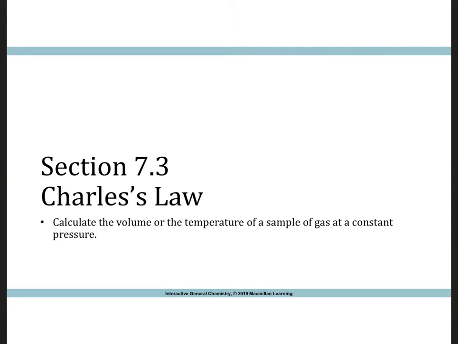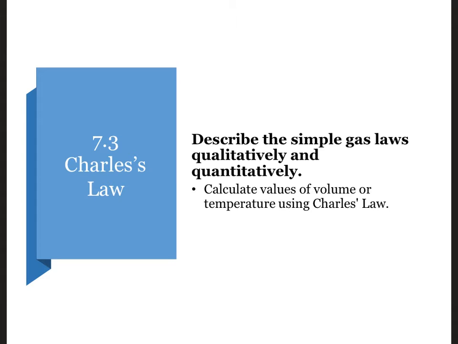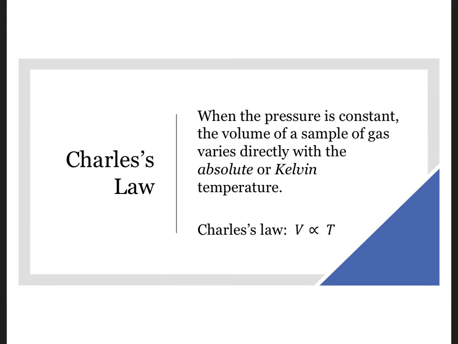In section 7.3, we'll pick up our second gas law, which connects trends in gas volume to temperature at a constant pressure. We'll see how the law was developed, then use it to solve problems. Let's begin. Nearly 100 years after Boyle's discovery, Charles discovered that when the pressure is constant, the volume of a sample of gas varies directly with the absolute, or Kelvin, temperature.